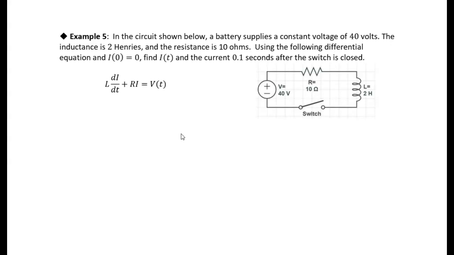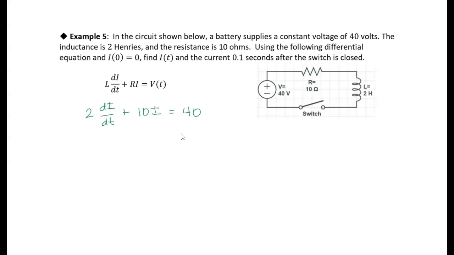So L, we're told over here on the circuit and in the description of the problem, is 2. So we have 2 di/dt, all right? So I is the current, and is equal to R, which is 10 ohms, times I. So I is our variable. That's what we're trying to solve for, trying to figure out what the current is in this circuit. And the voltage is just 40 volts, okay? And it's just a step function. Initially the switch is open, the switch is closed, and then the voltage goes straight to 40 volts.